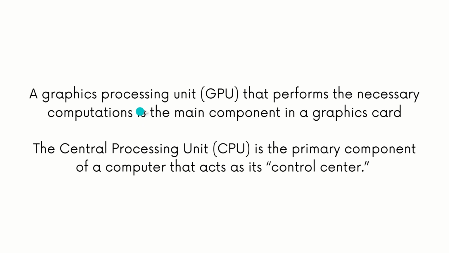A GPU, or graphics processing unit, performs the necessary computations in the main component in a graphics card. So when you buy a laptop, you see the kind of graphics card it has and the kind of performance you'll get because of it. So that is what GPU is, and the CPU, we all know, central processing unit, is the primary component of a computer which acts as a control center.